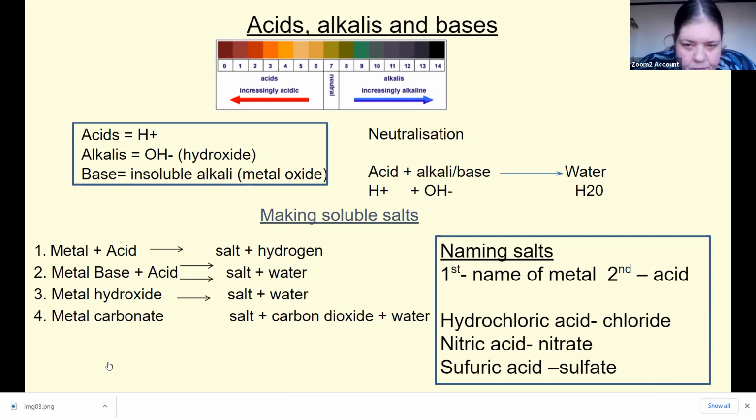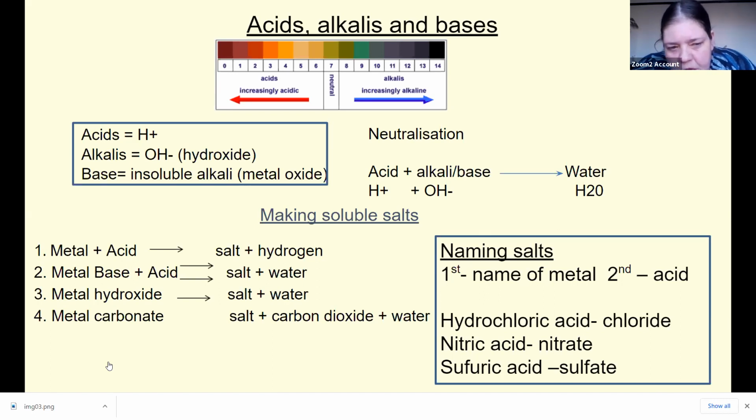And then the different rules for making the salts and what you get, and I'm going to run through these a bit more. So if we put a metal with an acid, any metal, you will always get your salt and you get hydrogen. So that one's slightly different in that you get hydrogen. And then we've got our metal base, which I've just talked about, which would be your oxide idea, plus your acid, that would make salt and water. Then we've got our metal hydroxide, typically your alkali, that also makes salt and water.